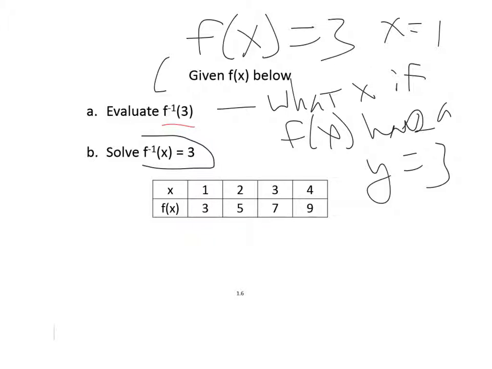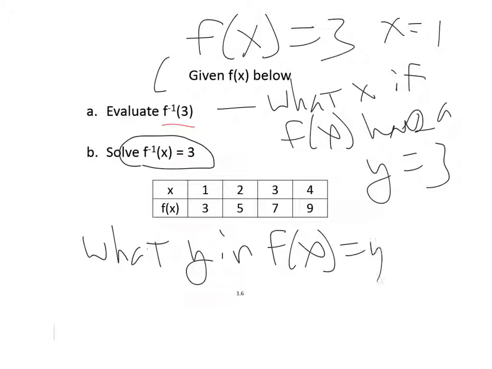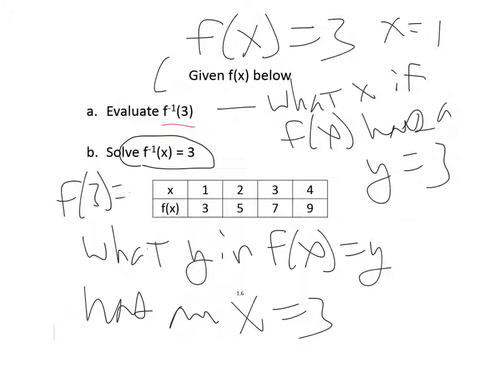Now this is asking me a different thing. This says what y in f of x equals y has an x that's equal to 3. So I could write this as f of 3 equals y. So f of 3 is 7, so the answer to that is 7.